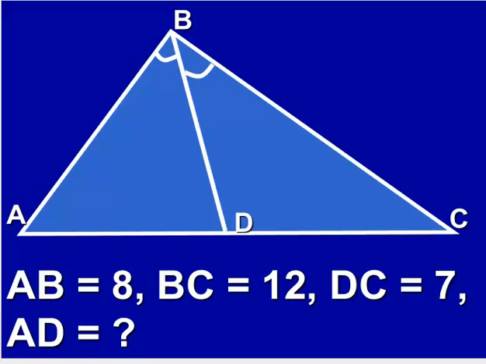So I know that AB is 8. From B to C is 12. DC is 7. And I'm looking for AD, so I'm going to call that x. Again, we're going to do AD, so x, divided by DC, so x over 7, left over right, and that's the parts of the bottom.